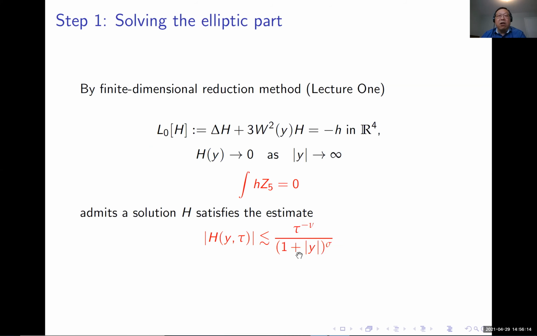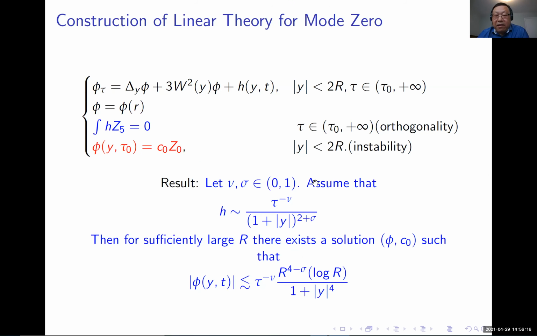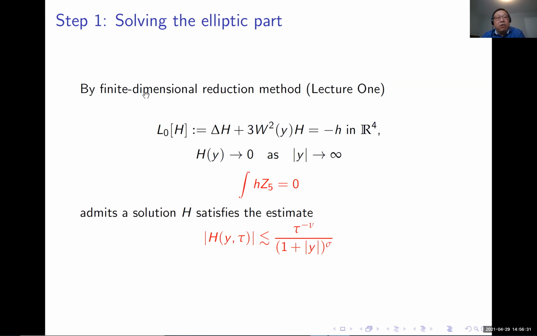So the question is how to find this solution. As I said before, there is no freedom. You always have a solution for this problem, and so you have to choose a solution. How do we choose a solution? We do this in three steps. The first step is to just solve purely the analytical problem.